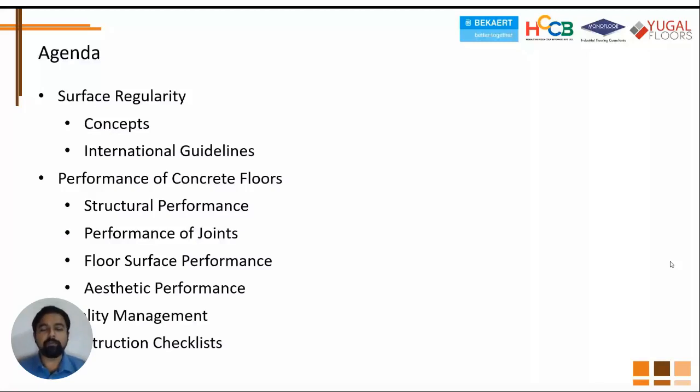I've chosen 4 important performance parameters. You can go on to have many more, but I've chosen 4: structural performance, performance of joints, floor surface performance, and aesthetic performance. So in that section we will be talking about performance of concrete floors, and then go on to conclude my presentation with quality management, how to do that, and what documents talk about and all that. So let's get started with the slide.